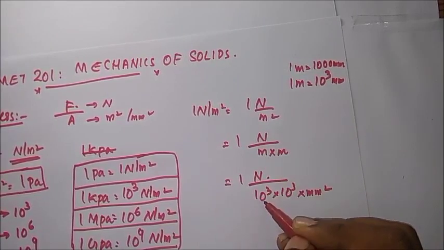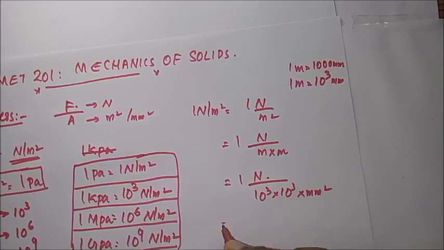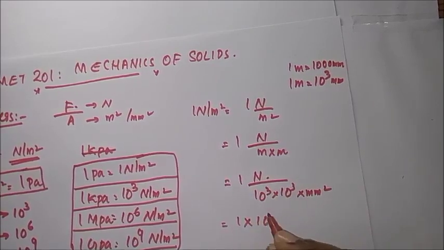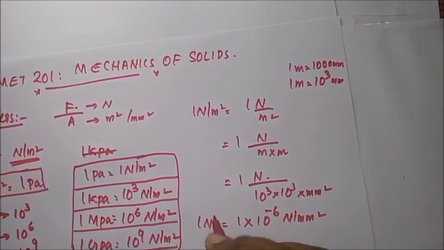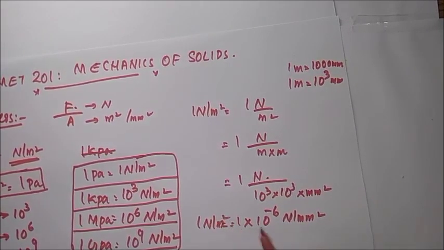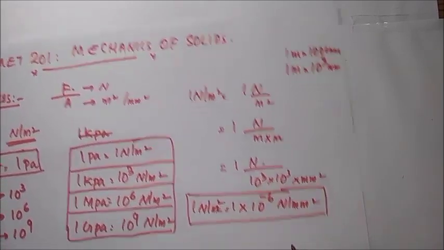1 meter is equal to 10 raised to 3 millimeter, so meter into meter is 10 raised to 3 into 10 raised to 3 millimeter square. That is equal to 1 into 10 raised to minus 6 Newton per millimeter square. So 1 Newton per meter square is equal to 1 into 10 raised to minus 6 Newton per millimeter square.